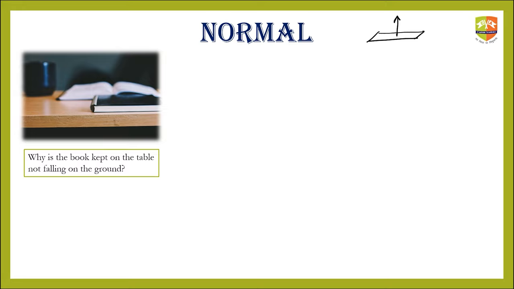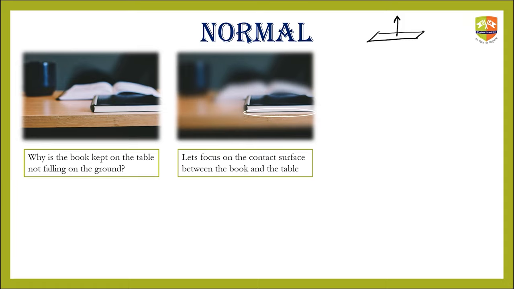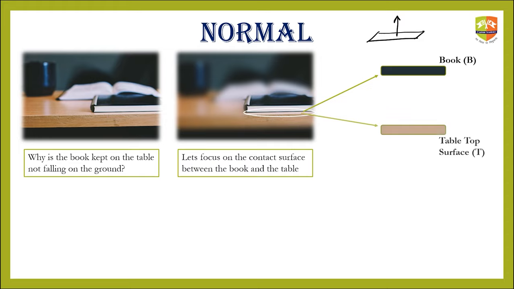And you can very easily say that the table is stopping it, but then, looking at a very deeper detail, what exactly is happening at the juncture where the book is meeting the table? Let's focus on the contact surface between the book and the table. If you consider the lower surface of the book, let us call this book B, and this is tabletop surface T. I have just separated them to explain what is happening over there. The tabletop pushes the book upwards and the book is pushing the table downwards, right?